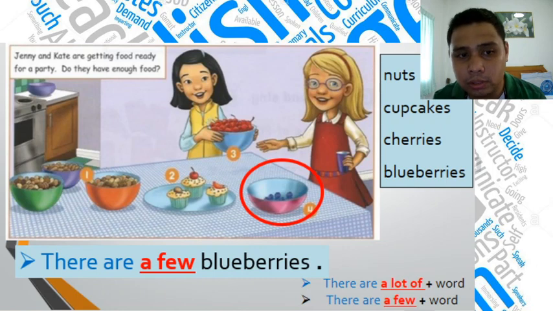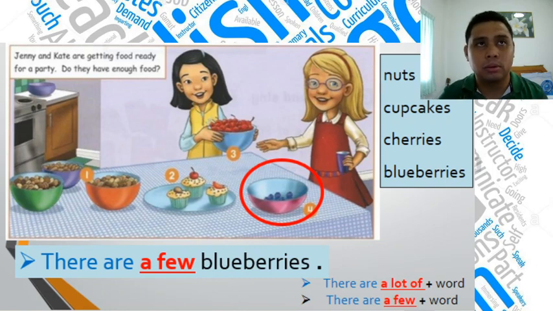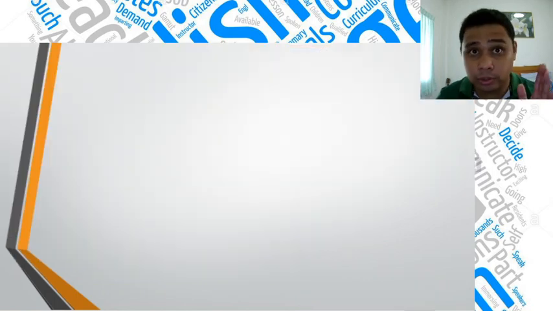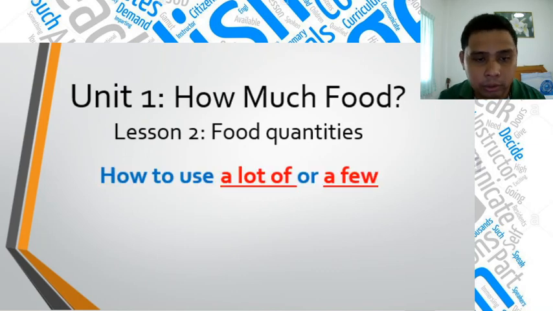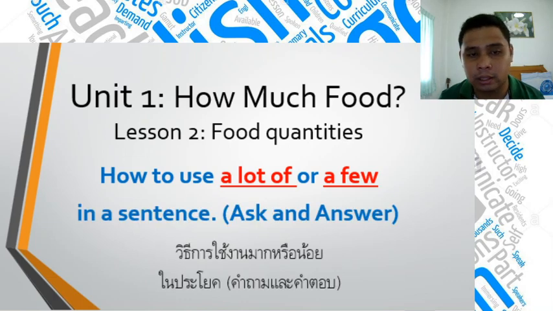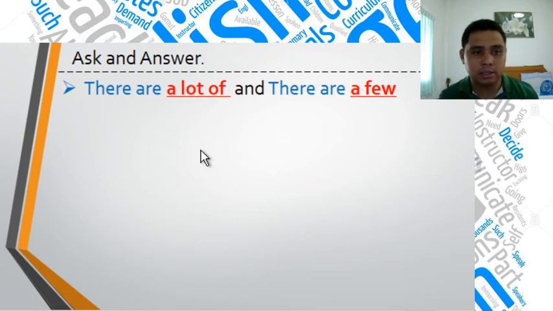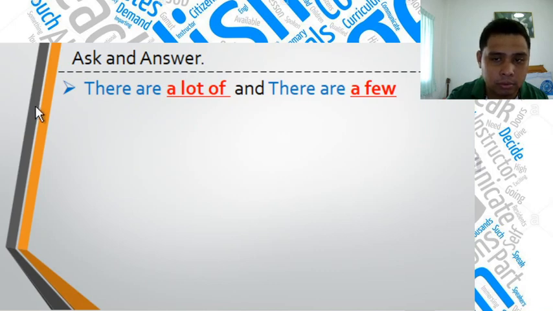Later we will use that to ask and answer. I will show you the example later. Okay, so next, how to use a lot of or a few in a sentence, using ask and answer. There are a lot of and there are a few. So these are different.